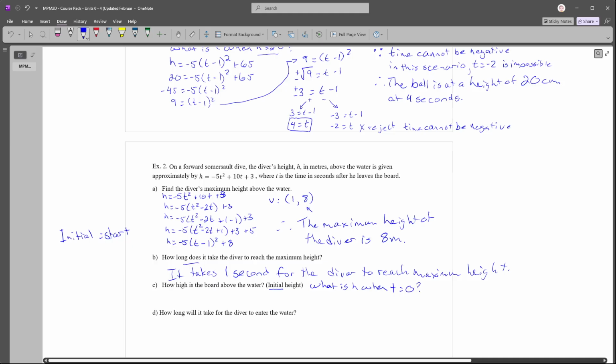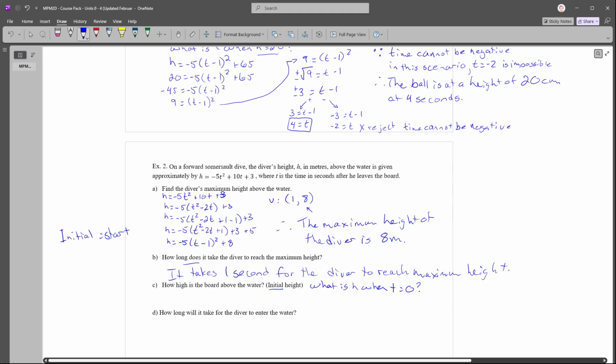Whenever you're asked for the initial height or something along those lines, you're almost always going to be talking about when t is equal to 0. Can there be exceptions to this rule? Sure, I guess. It depends on the problem. Somebody might come up with some creative problem about negative time, but most of the time we're going to talk about when t is equal to 0 when we're talking about initial values.